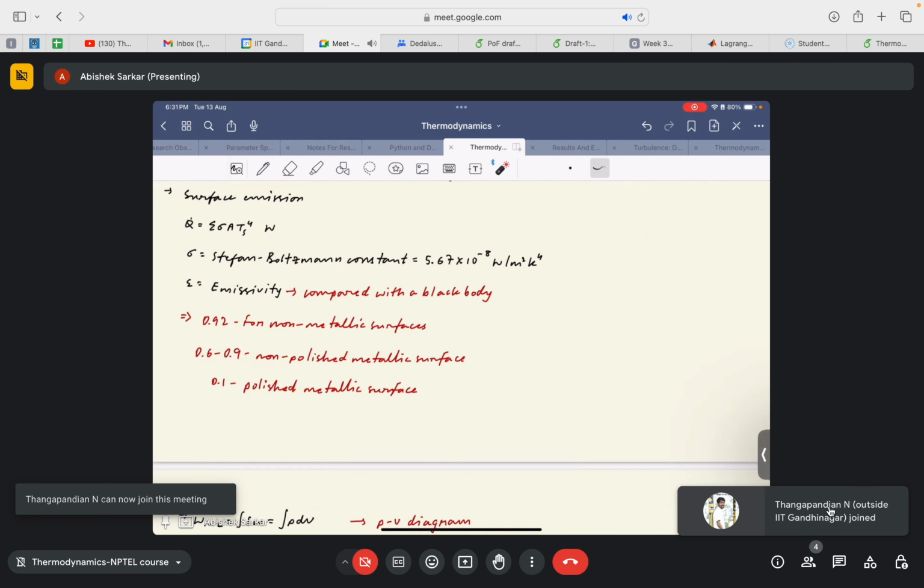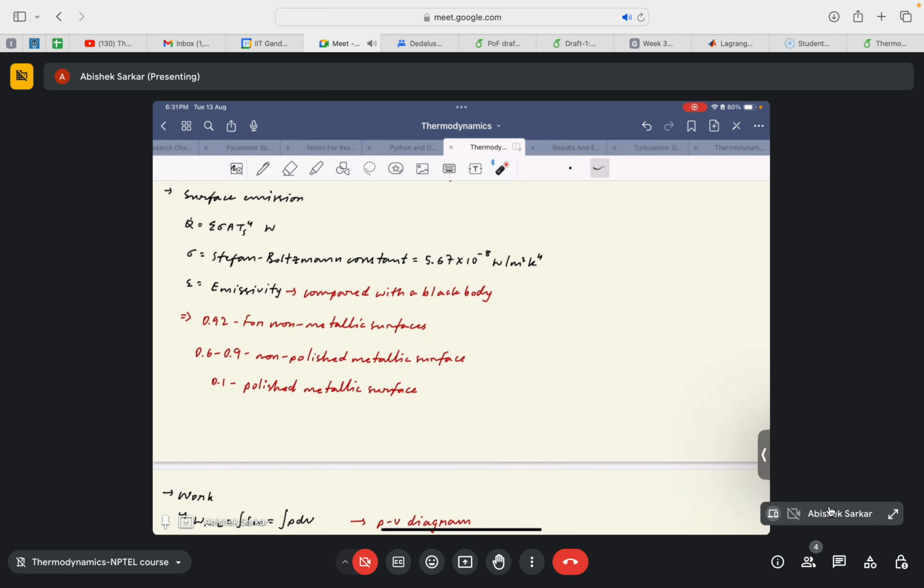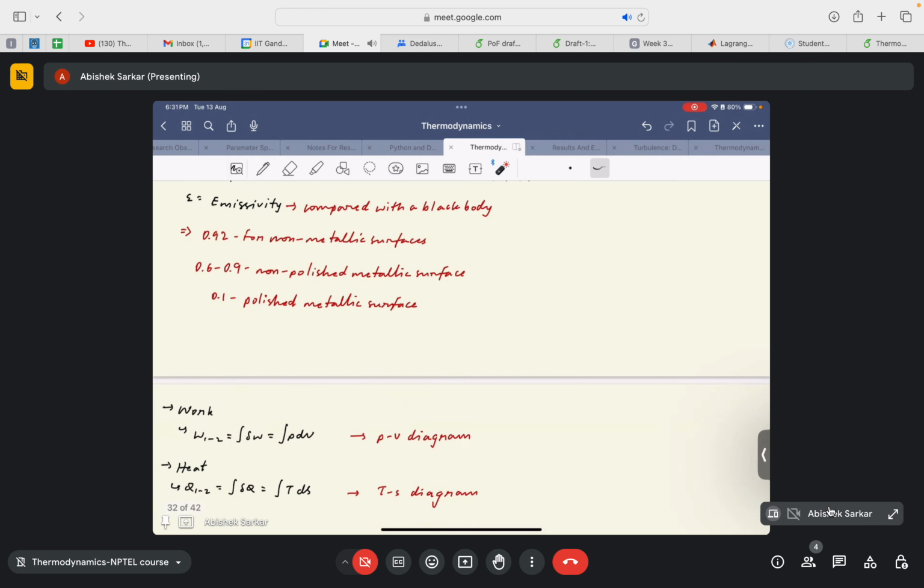Okay, where sigma is the Stefan-Boltzmann coefficient and epsilon is the emissivity. Again, the value of emissivity is also given. It is 0.92 for non-metallic surfaces, 0.6 to 0.9 for non-polished metallic surfaces, and 0.1 for polished metallic surfaces. Just the ranges are given so that if the following type of question comes, you will be able to match it accordingly. You just need to remember the ranges, not the exact values.